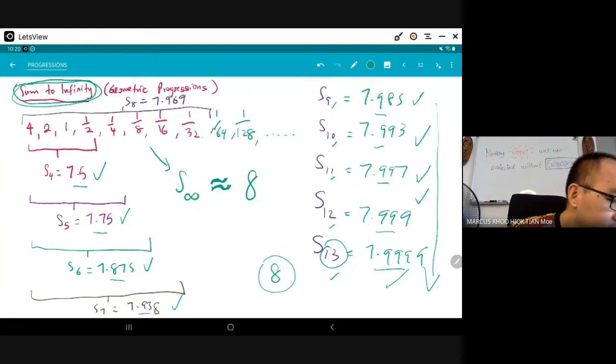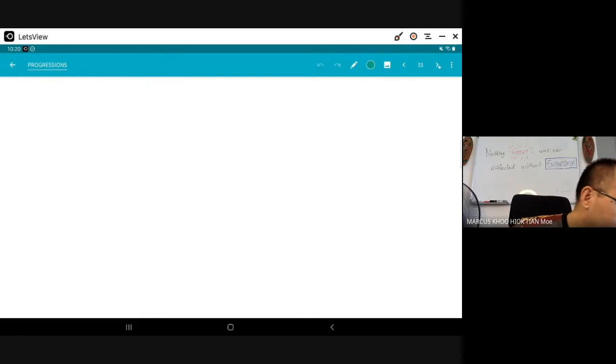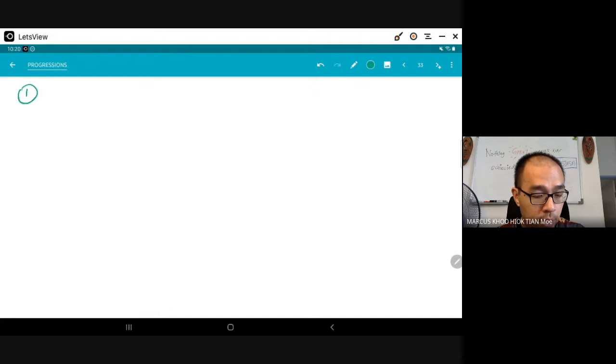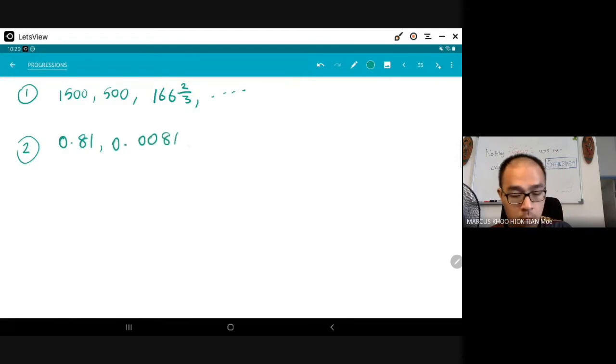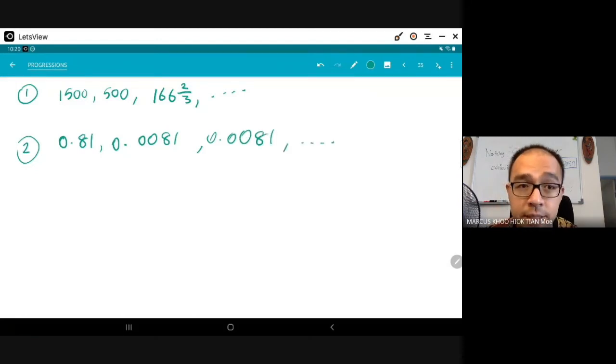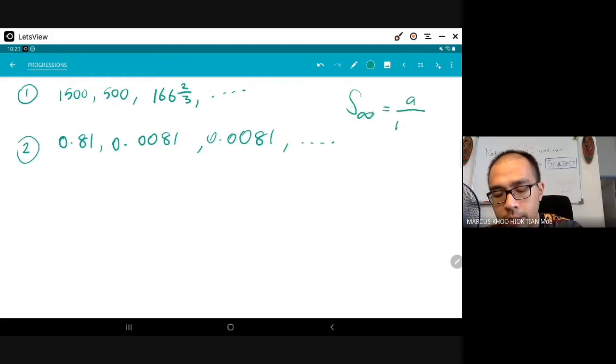So let's try a couple of questions. The first one is this one. I want you to give me the sum to infinity of this: 1,500, 500, 166 and 2 over 3, and so on and so forth. Try these two first. Remember, identify the A, identify the R. And then after that, you use the formula sum to infinity equals A over 1 minus R.